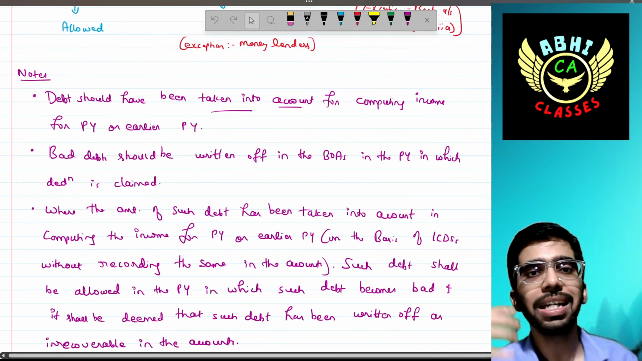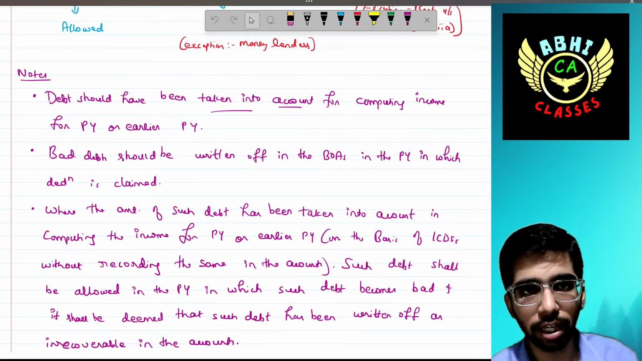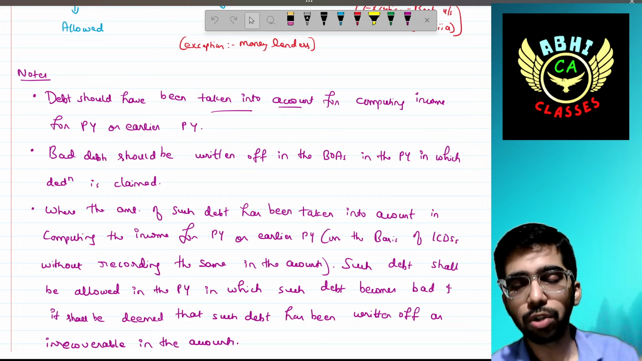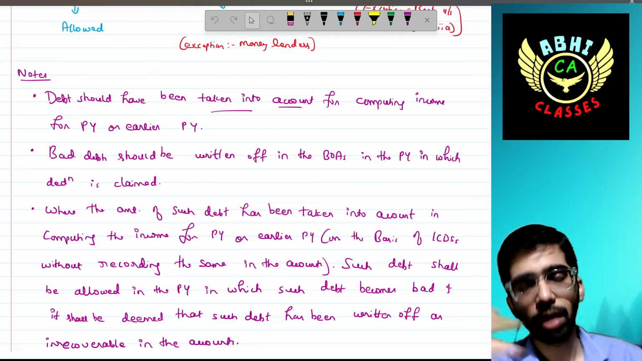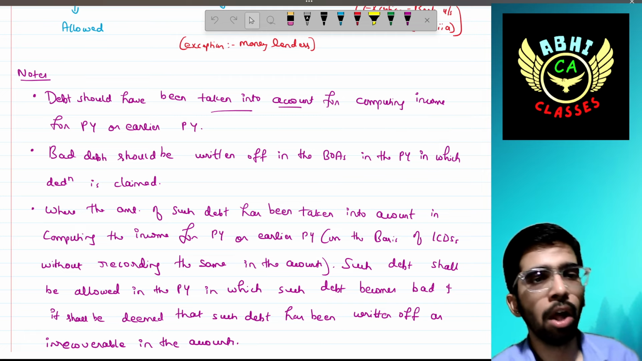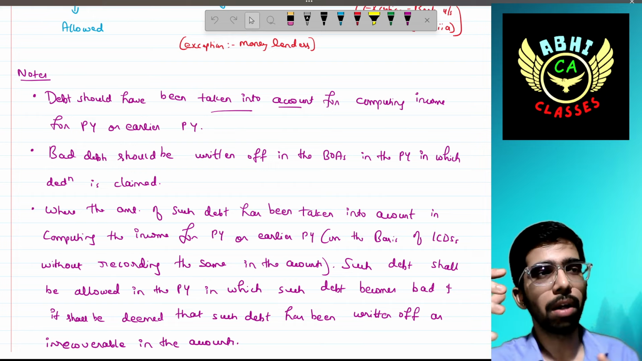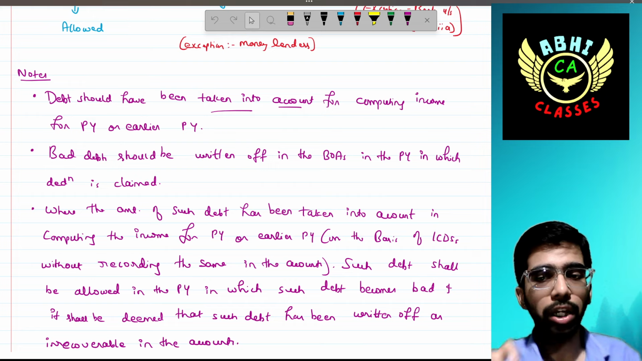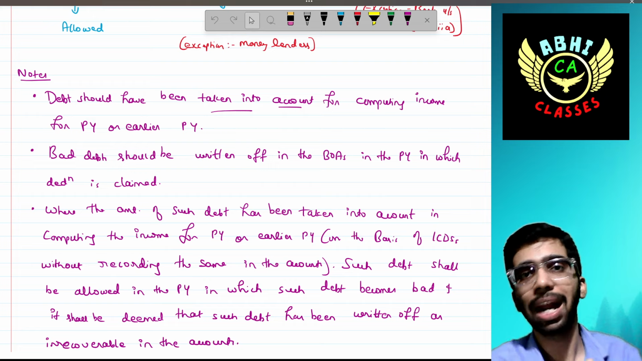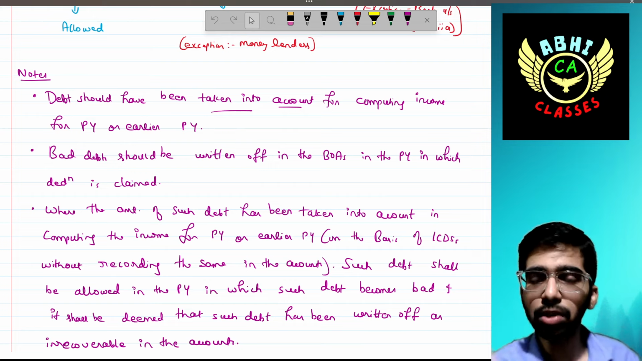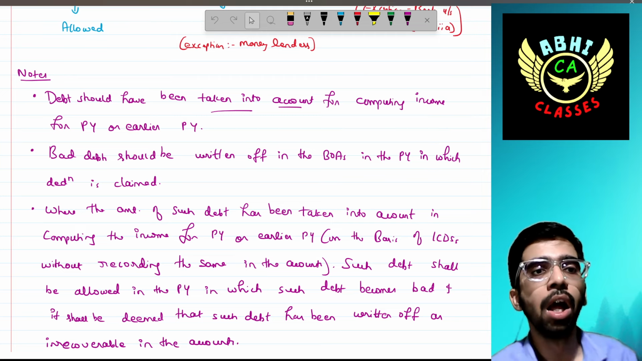The debt should have been taken into account for computing the income of the previous year or earlier. It should be taken into account. The debt should be there in your balance sheet, as a current asset or long-term asset. Or the bad debt should be written off in the books of account. For example, if 1 lakh is a debtor amount, that should be written off, and there should be proper presentation: 1 lakh minus 1 lakh bad debt. The respective balance of the debtor should be nil in the books of accounts. That proper presentation should be there.